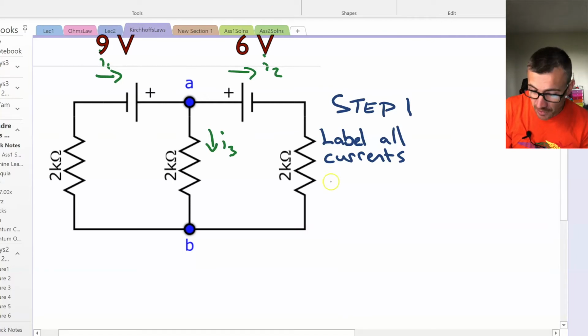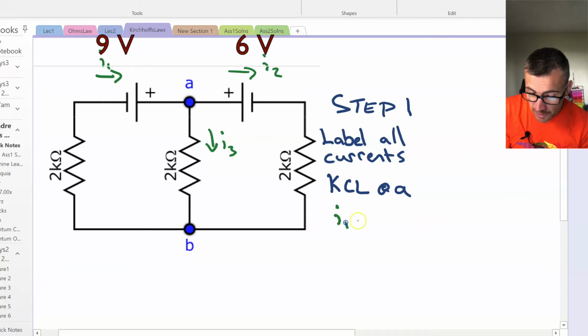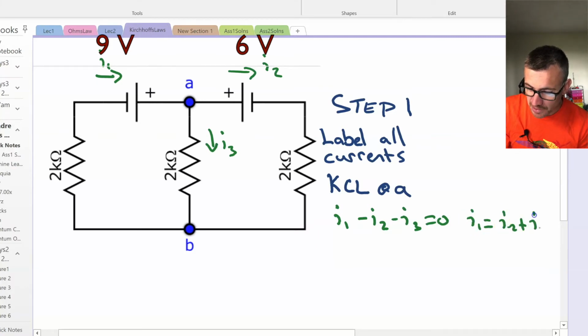So Kirchhoff's current law at node A here tells us that we have I1, because I1 is going into the node, plus negative I2, so minus I2, plus negative I3, I3 is also leaving, is equal to 0. Or in other words, I1 is equal to I2 plus I3.